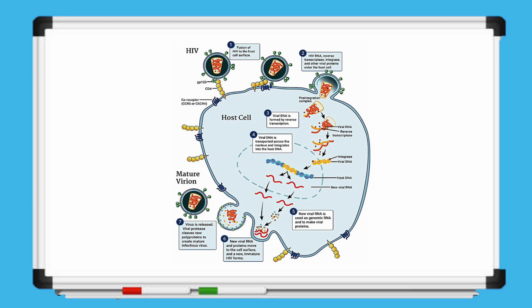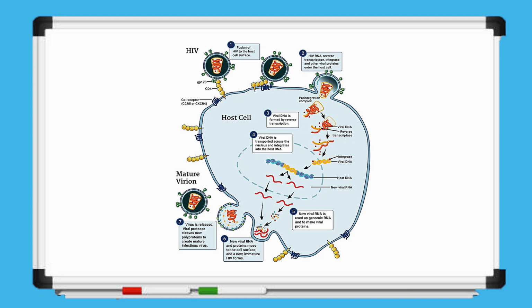Following integration is replication and assembly. The integrated viral DNA, known as a provirus, is used as a template to produce new viral RNA and viral proteins. These components move to the cell surface and assemble into new, immature HIV particles. After this, budding and maturation occur. The immature virus buds from the host cell, and the viral enzyme protease cleaves the new polyproteins, producing mature, infectious viruses capable of infecting other cells.